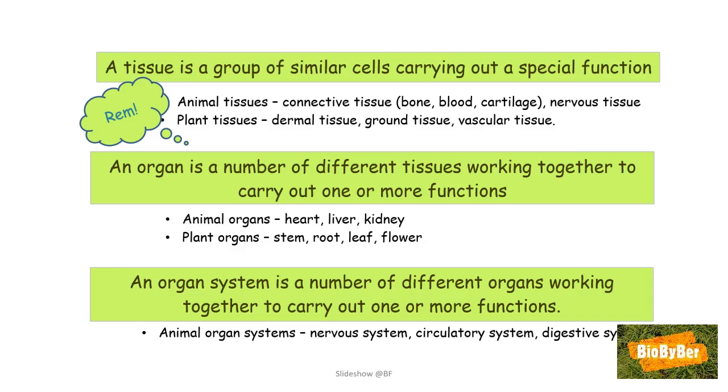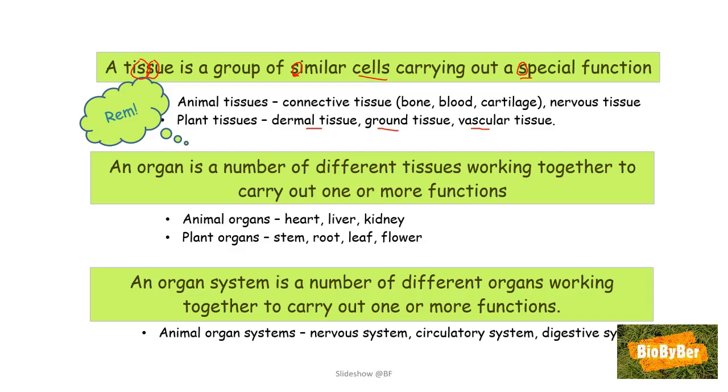Remember the definition of a tissue. S and S. Put a ring on it because I like it. A tissue is a group of similar cells carrying out a special function. Hear all the S sounds. Similar cells carrying out a special function. S's. We had examples of animal tissues, which were connective tissue like bone and blood and cartilage, and nervous tissue. We had examples of plant tissues, dermal tissue, ground tissue, and vascular tissue. You might remember these from drawing cross-sections of plant organs.